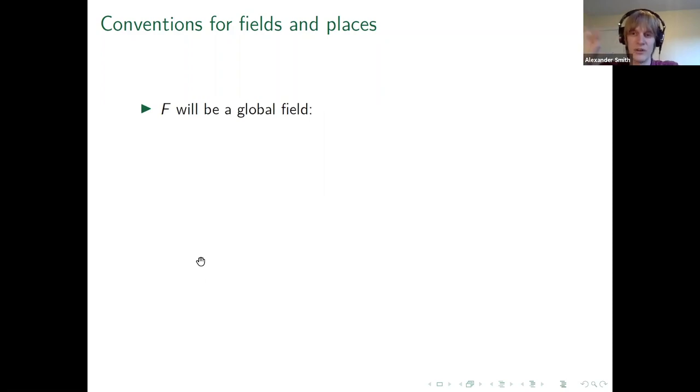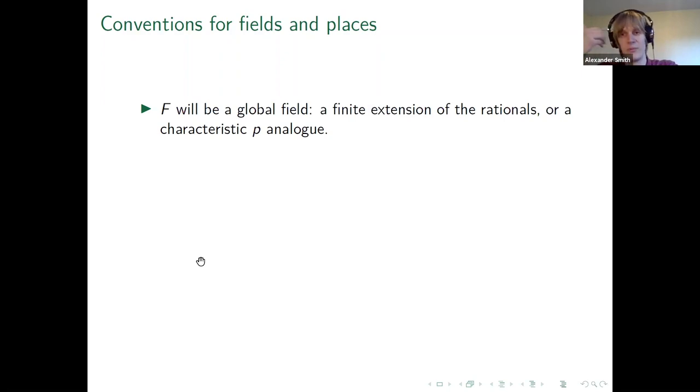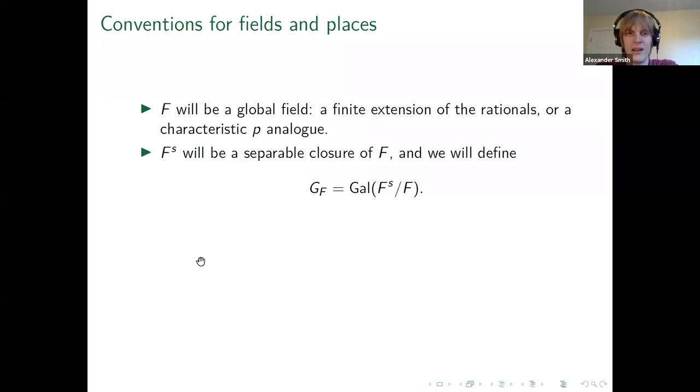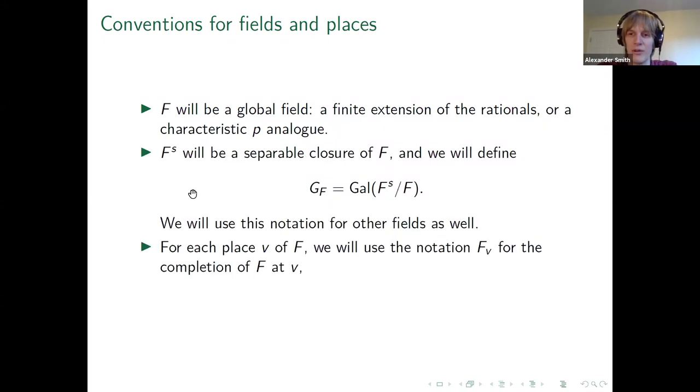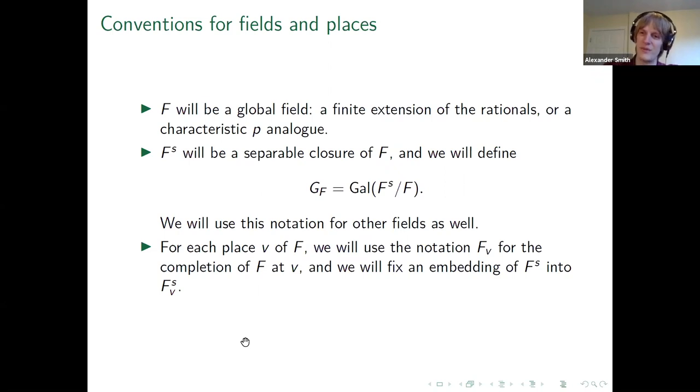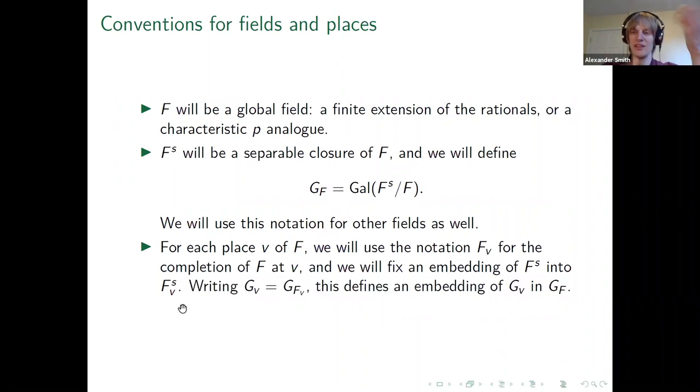On the field side, we're going to set a global field F, which is either going to be a number field or a finite extension of F_p(t). And F^s is going to be a separable closure. We'll use this notation for absolute Galois groups, and then we have all the completions. Now, the nice geometric way to think about this would be to define everything in terms of étale cohomology, and then I wouldn't need to fix all these embeddings, but there are certainly advantages to sticking with this discrete module notation. In order for that to work, we have to fix embeddings from our separable closure of F into our separable closures of the completions, which is the same thing as choosing a prime in the ring of integers of F^s over the prime v. And this defines an embedding of the decomposition group at v into G_F.